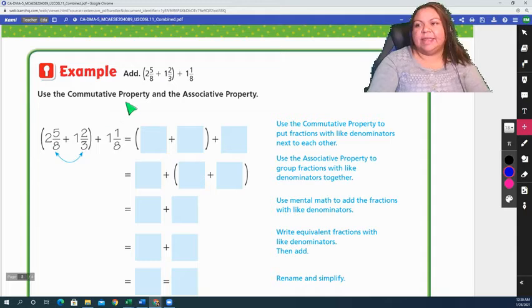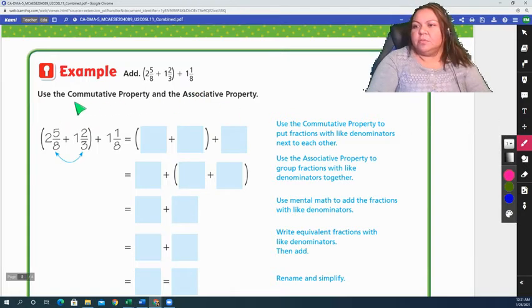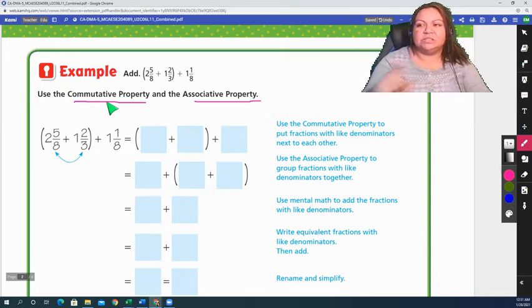Here the question is saying, add 2 5/8 plus 1 2/3, and then we close parentheses plus 1 1/8. So we're going to be using the commutative property and the associative property. Now, what is the commutative property? Remember, the commutative property changes the order of the fractions.